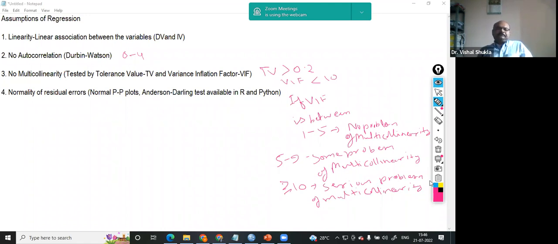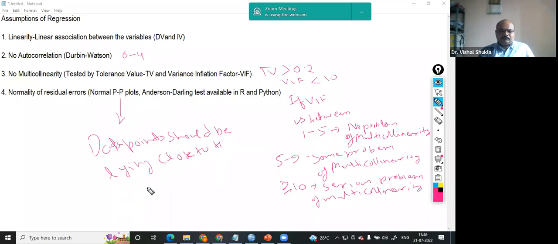These are the cutoff values. Tolerance value should be greater than 0.2 and VIF should be less than 10. If it is between 1 to 5, then very good. In normal PP plots, data points should be lying close to the diagonal line and should be in symmetry.